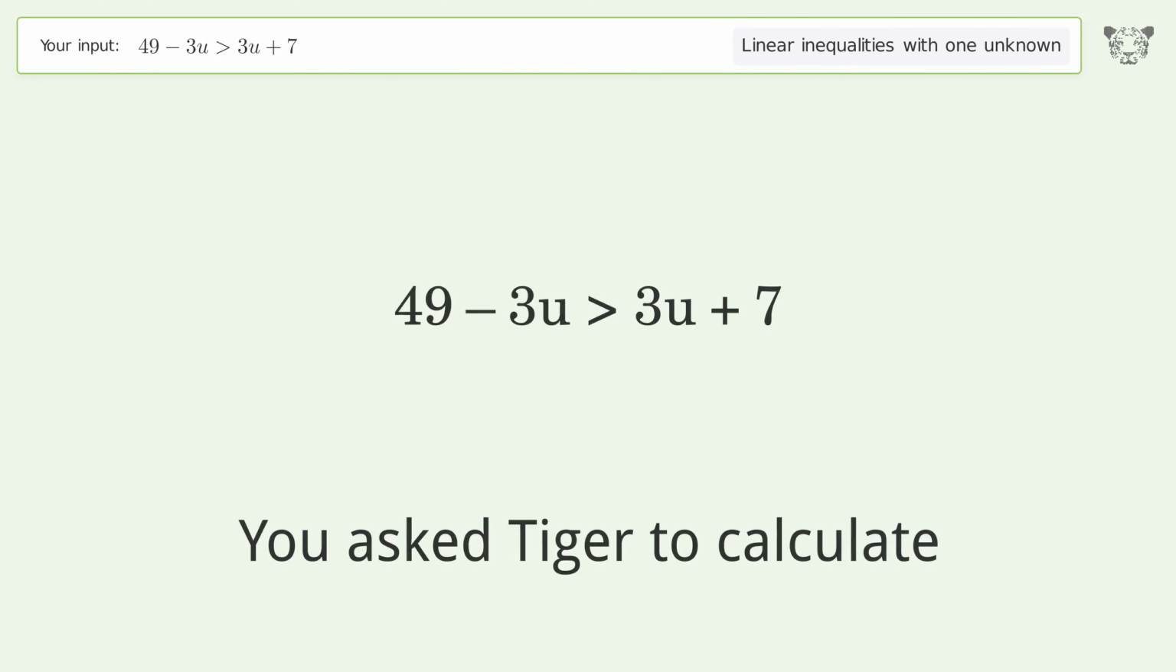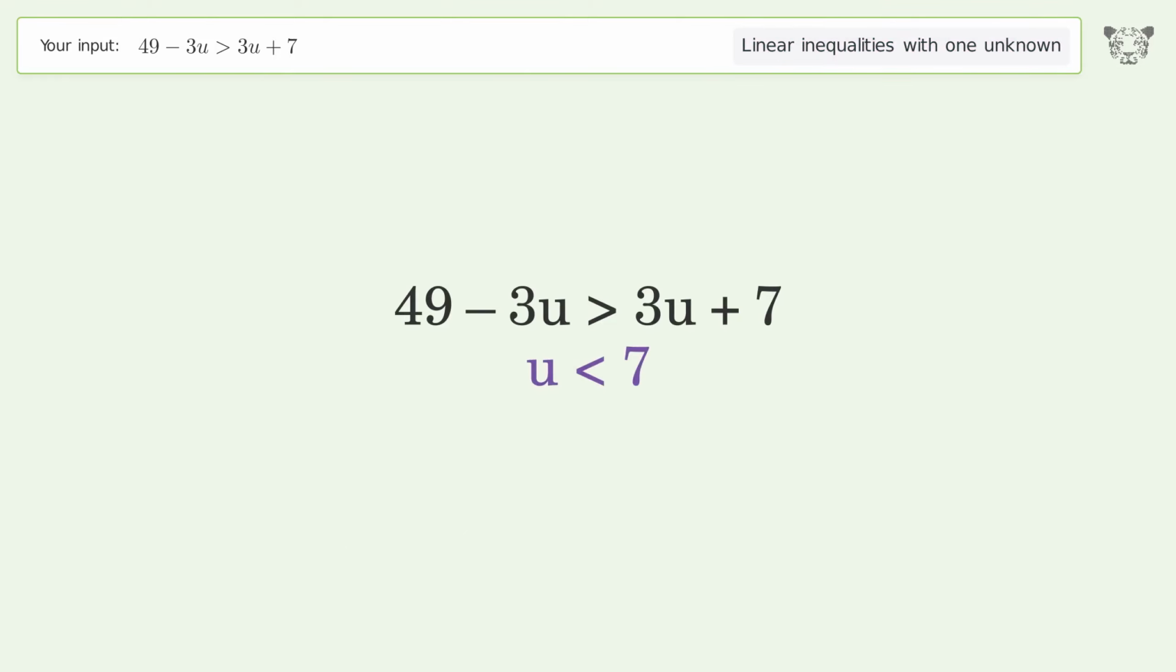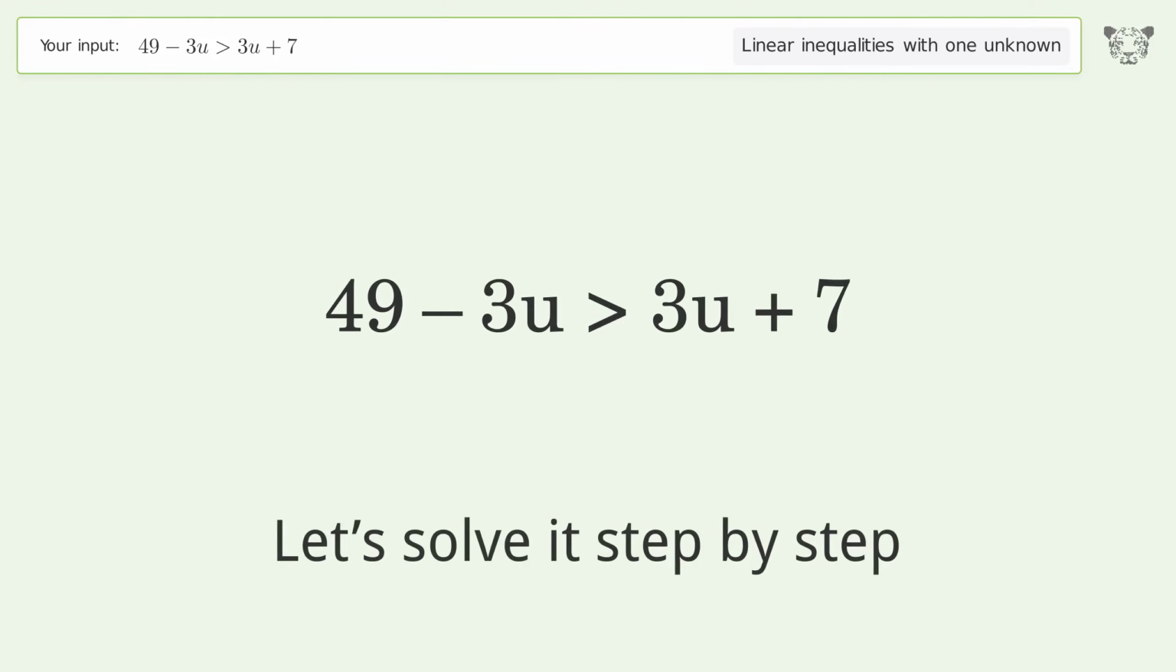You ask Tiger to calculate. This deals with linear inequalities with one unknown. The final result is u smaller than 7. Let's solve it step by step.